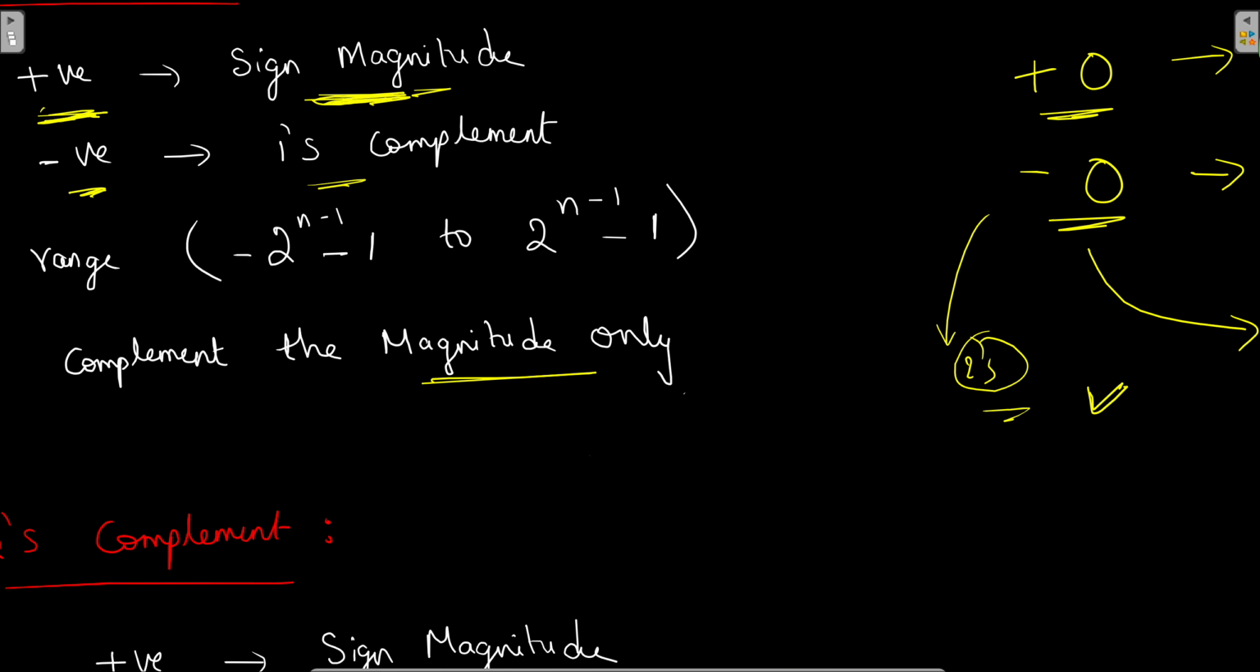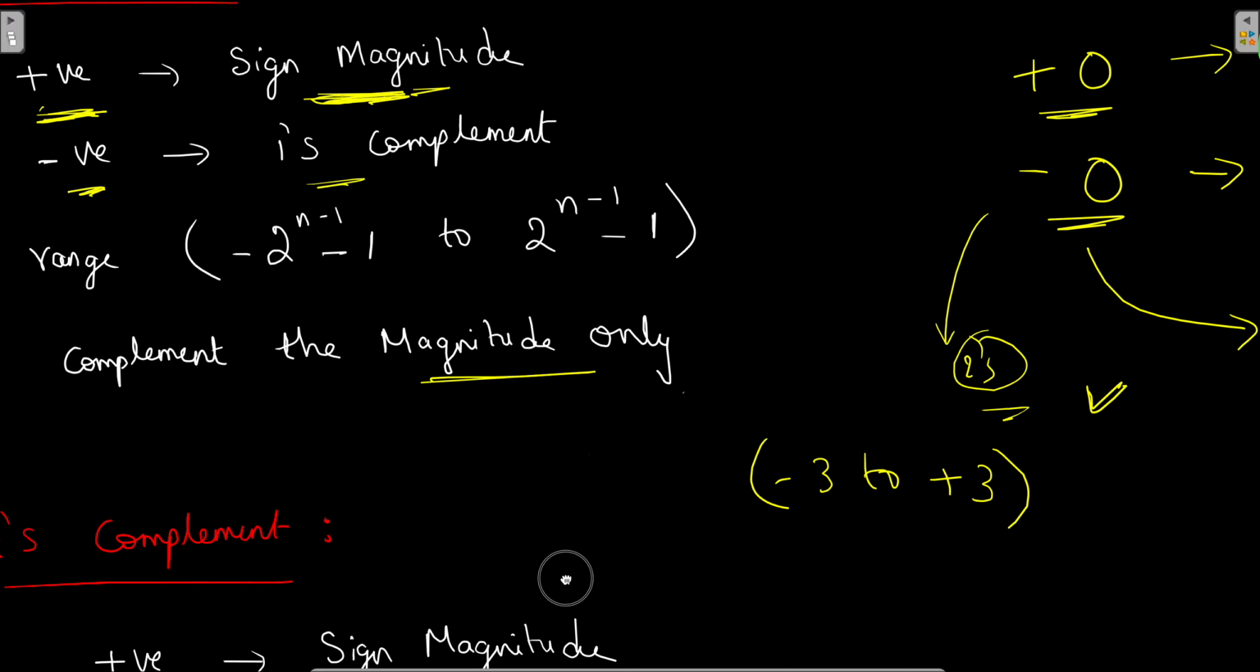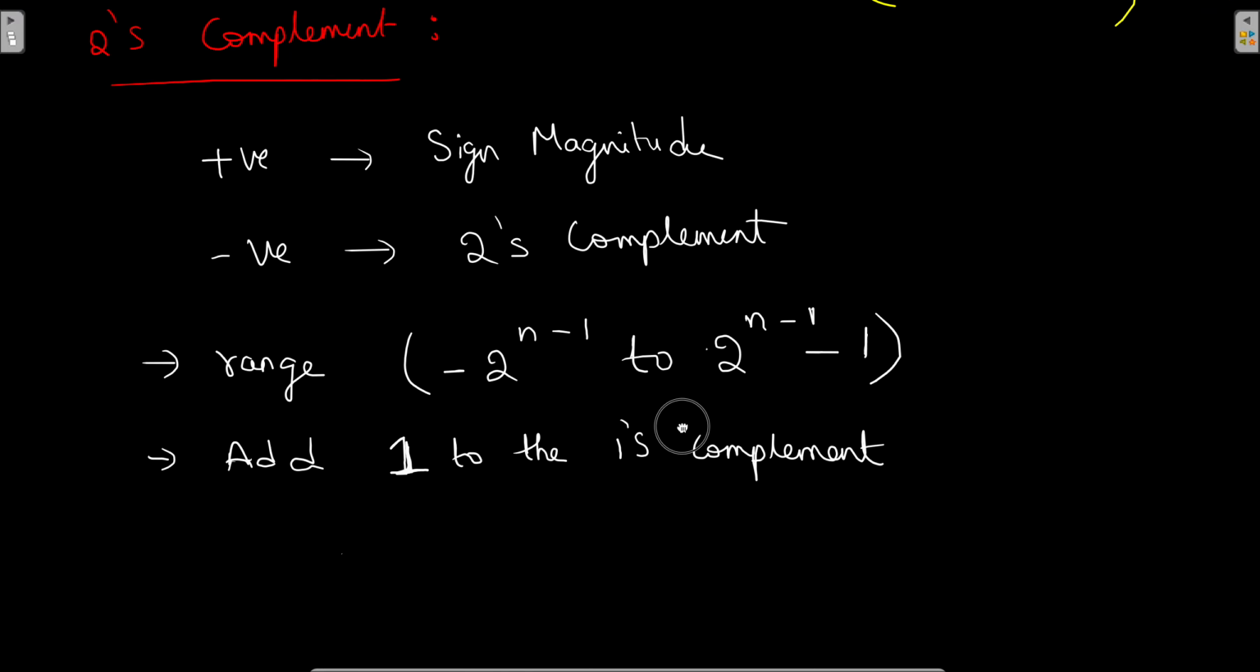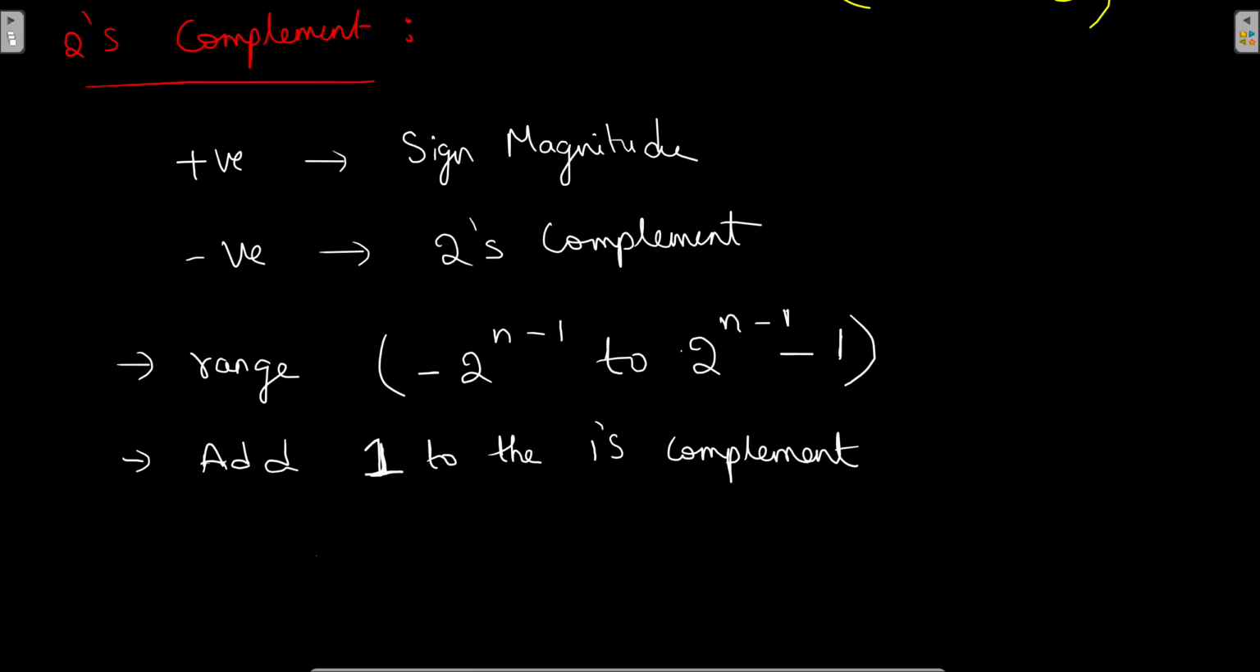Next, coming to the range. Same as sign magnitude, when I take 3 bits, the range is from minus 3 to plus 3. In ones complement it is also the same. Next, going to 2's complement. Here 2's complement is also the same.